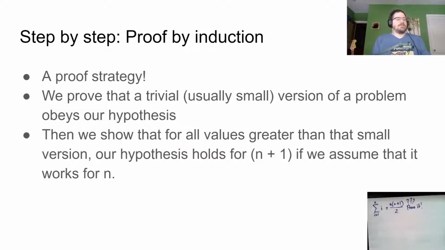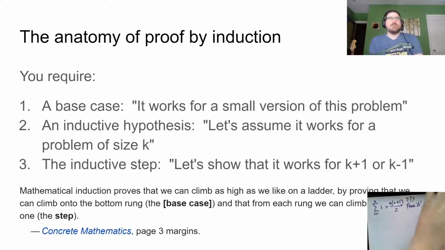There's proof by contradiction, direct proofs, proof by induction, and more that I would know about if I was more mathematically trained. So what we do is we prove that a small version of the problem obeys our hypothesis, this thing we're trying to prove. And then we show for all values greater than that small version, our hypothesis holds for n plus 1 if we assume it works for n. This is the anatomy of how all of your proofs by induction should work.